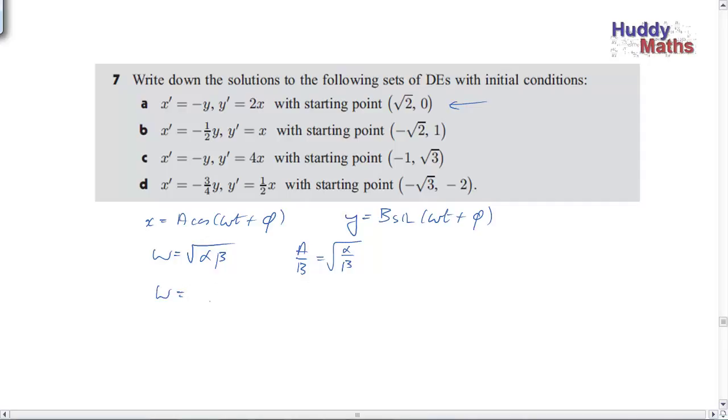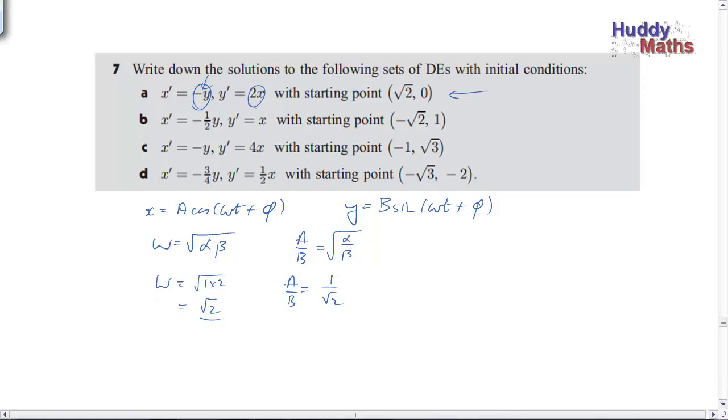Alpha is, in this case, what is it up here? Neg 1, and beta is 2. So, no, alpha is just 1. It's not the 9. It's neg alpha y, isn't it? So it's just 1 by 2, which is root 2. And A over B would be equal to 1 on root 2.